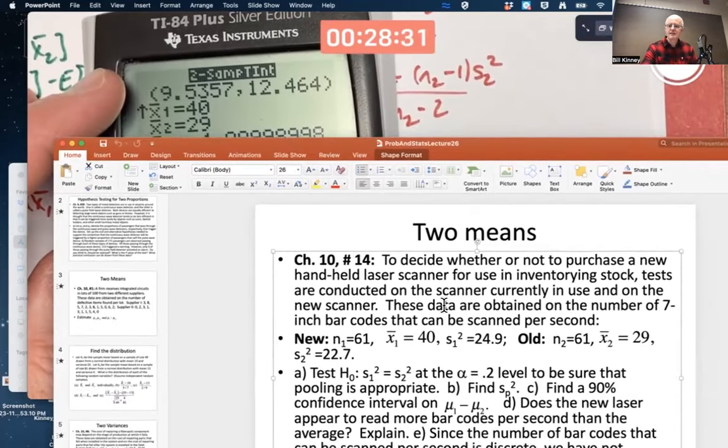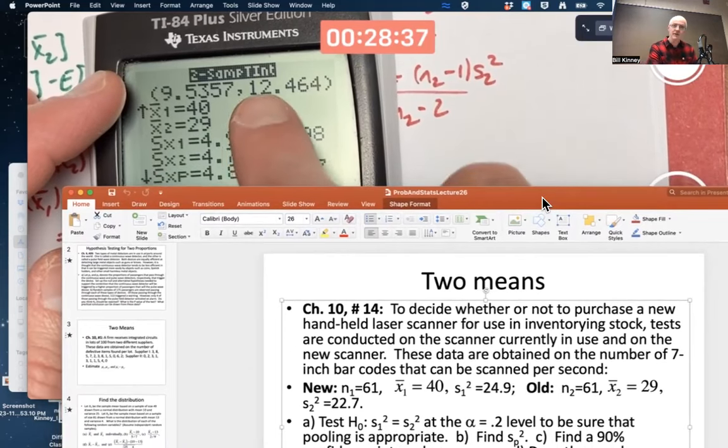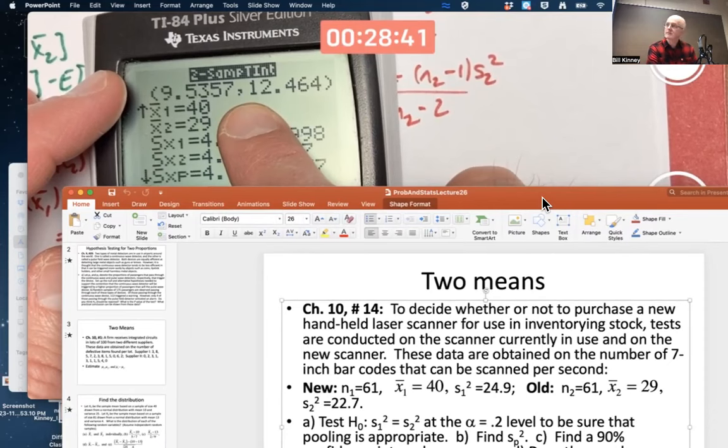The point estimate for this difference is 40 minus 29, 11. Right, this interval is centered on 11. 11 plus or minus about 1.5. The margin of error is about 1.5.